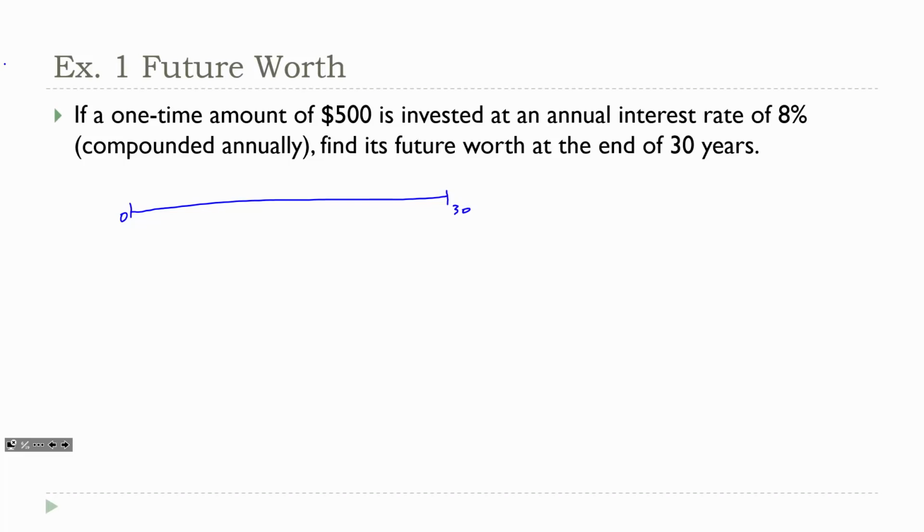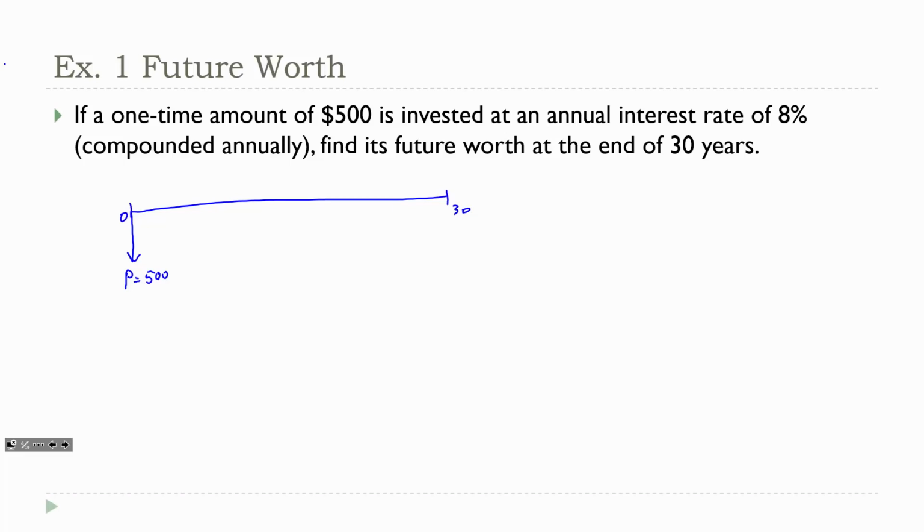So the 500, what year does that occur? 0. And it's being invested, so should it be an up arrow or a down arrow? Since you're getting rid of it, it's kind of leaving your pocket. You're getting rid of it. So this would be a P equal to $500.